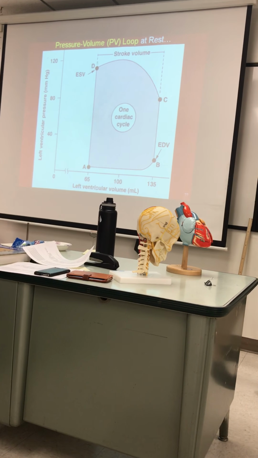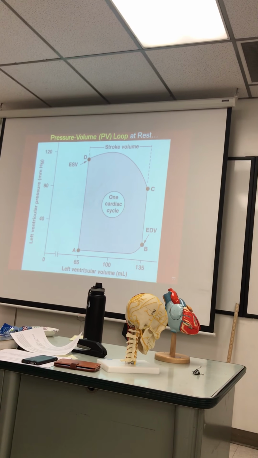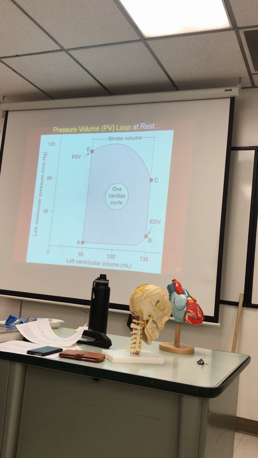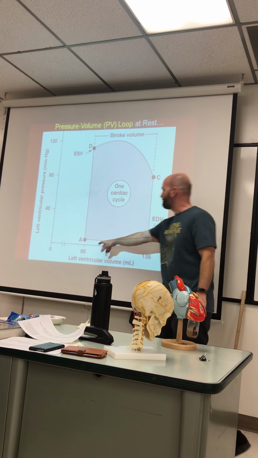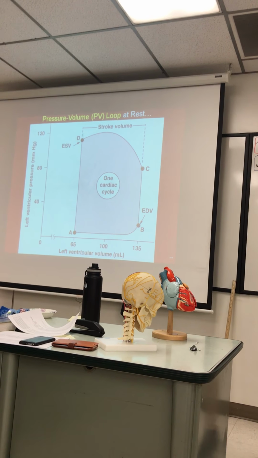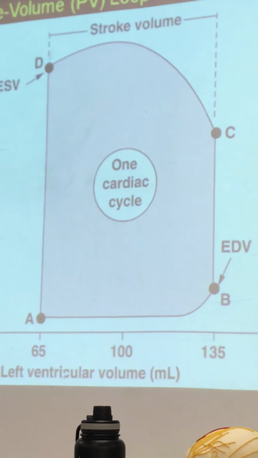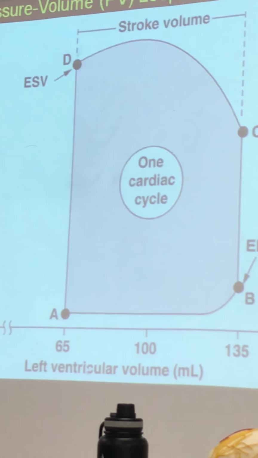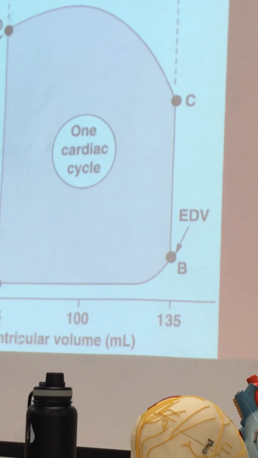End systolic volume, ESV. It'd be like 90, or okay, 65, yeah, 65. What is EDV? 135. 135. So what is stroke volume? So EDV minus ESV, so it'd be 135 minus 65, 70, yeah.